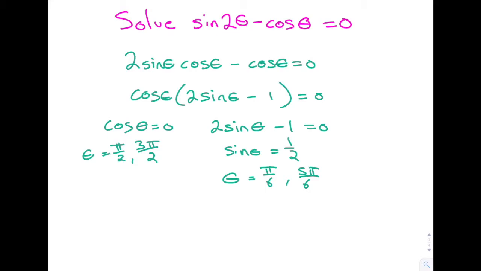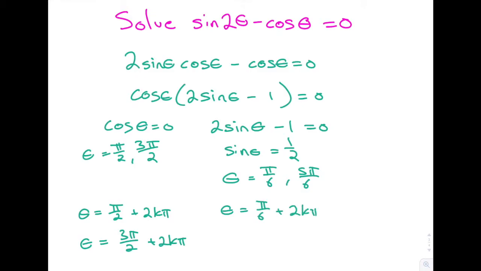And now, of course, these solutions are just on one period of the trigonometric functions sine and cosine. So then we need to write theta equals pi over 2 plus 2k pi. Theta equals 3 pi over 2 plus 2k pi. Theta equals pi over 6 plus 2k pi. And theta equals 5 pi over 6 plus 2k pi. And this is all for k in the integers.